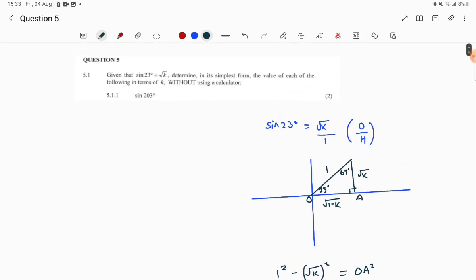So firstly, let's start off with 5.1.1, which is sine 203 degrees, which we need to reduce into its simplest form. So here we get sine 180 plus 23 degrees, which is in the third quadrant where sine is negative. So this will be minus sine 23. And since we already know what sine 23 is, we get our answer to be minus root k.